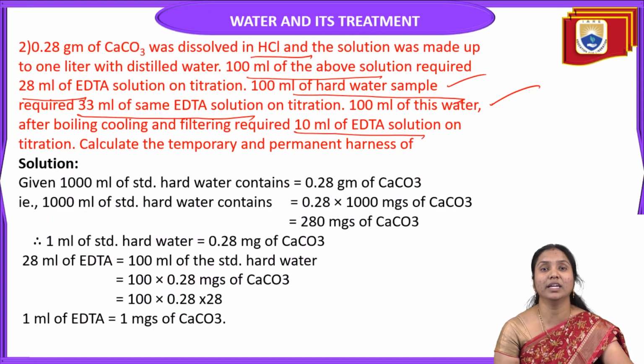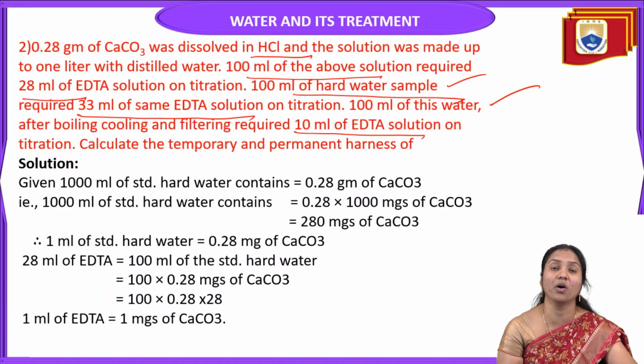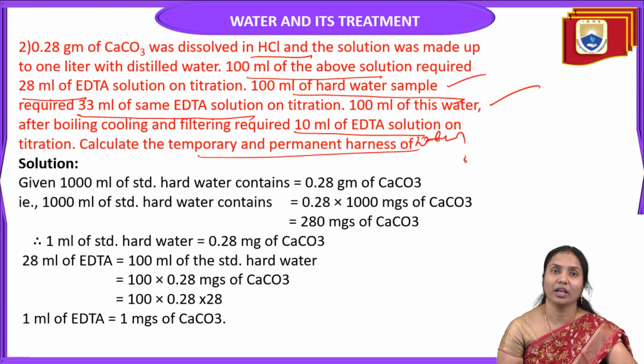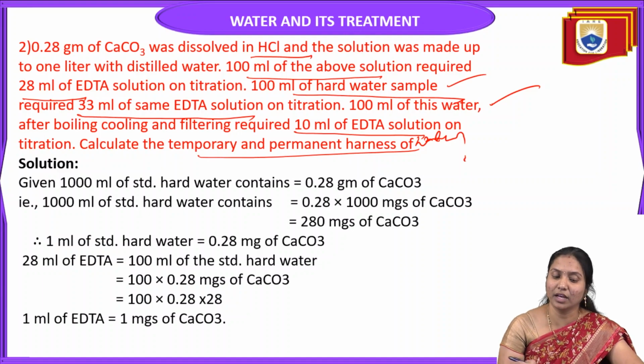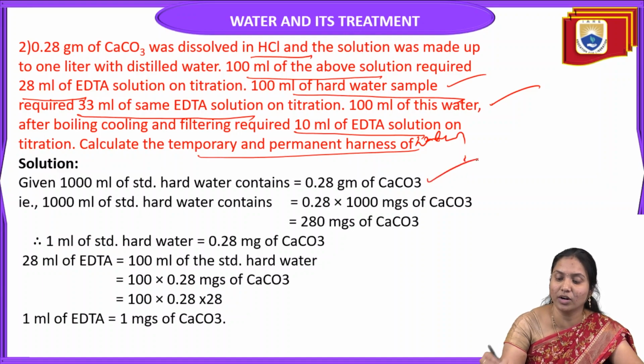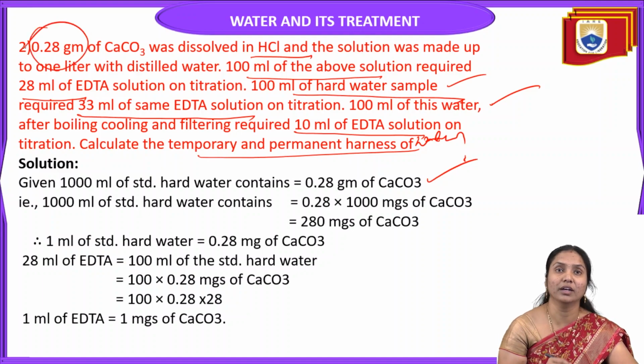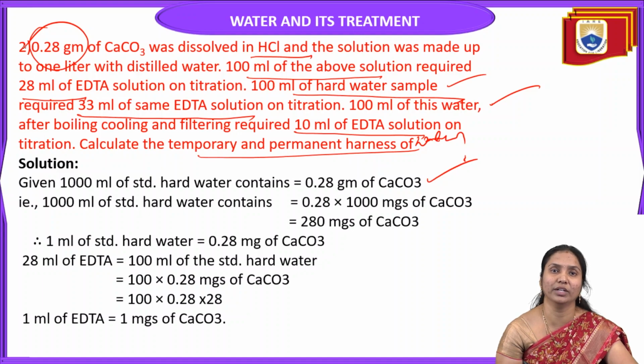It required 10 ml of EDTA solution on titration. So calculate the temporary and permanent hardness of the water sample. Here, 1000 ml of standard hard water contains how many grams of calcium carbonate? 0.28 grams of calcium carbonate.